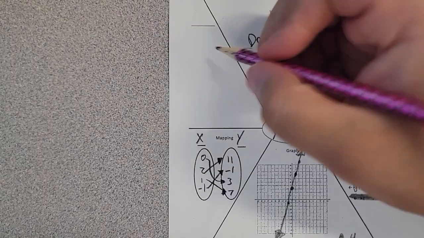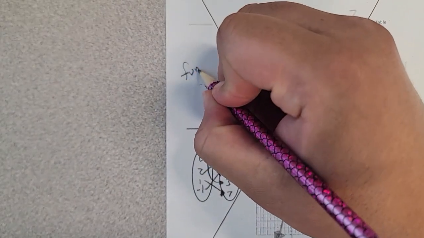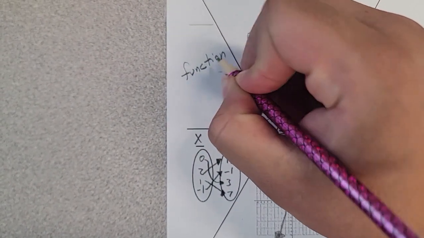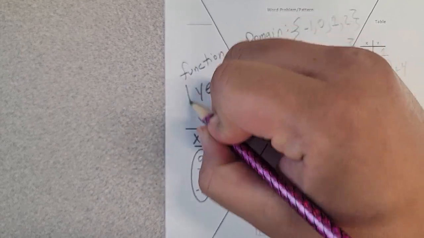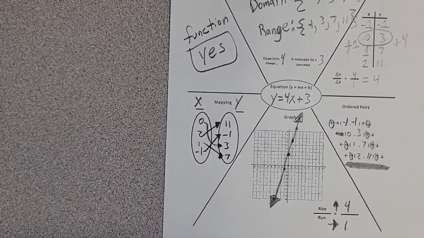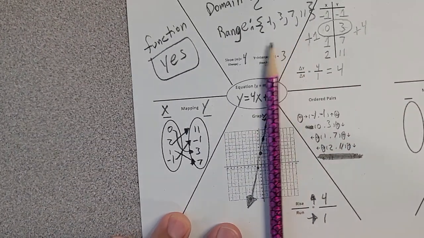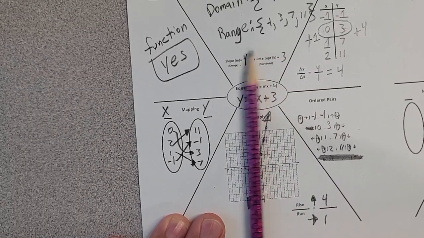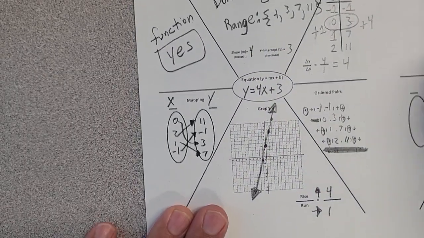Now, is it a function? Write down function right here. Yes. Function, yes. All right, because it passes the vertical line test. If I draw a vertical line, this is a function.